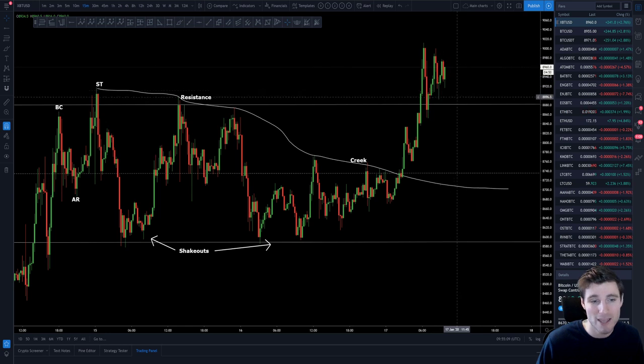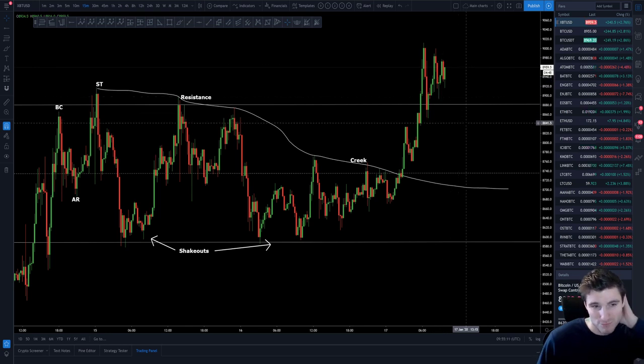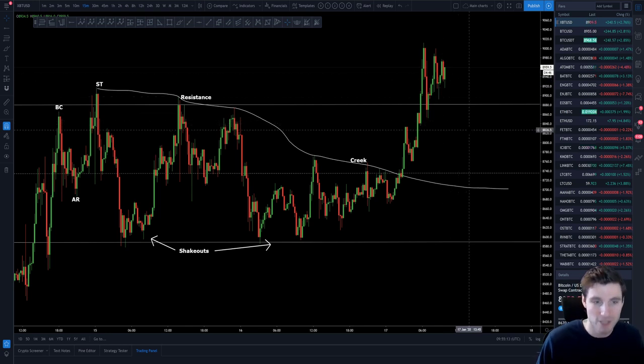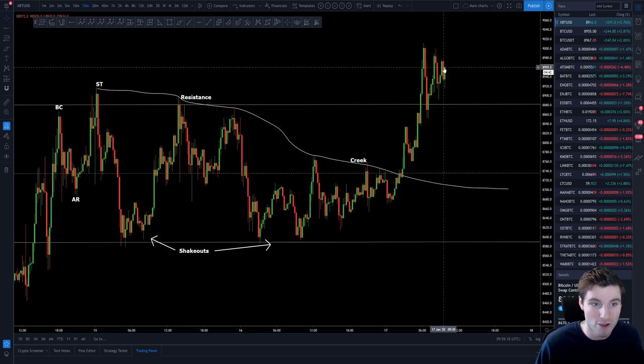In terms of support, if we do come back into here, I would close out my long and enter a short if we come back in on increasing bear volume. That's key for me. Kind of like a swing failure pattern here on a higher time frame.